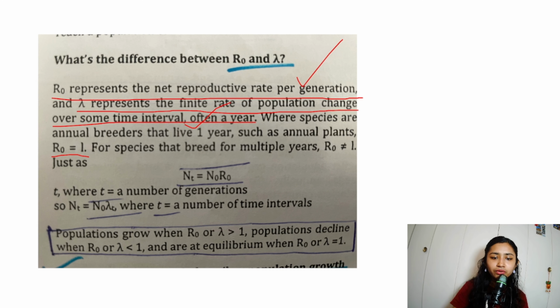And population grows when R0 or lambda is greater than 1. You know, both R0 and lambda are very important parameters. So if they are greater than 1, the population grows, and the population declines when R0 or lambda is less than 1, and is at equilibrium when R0 or lambda is equal to 1.